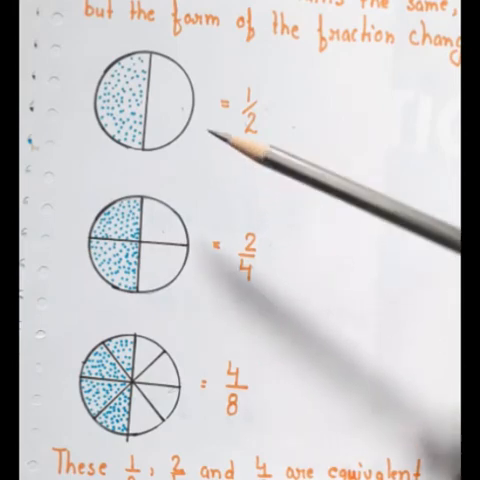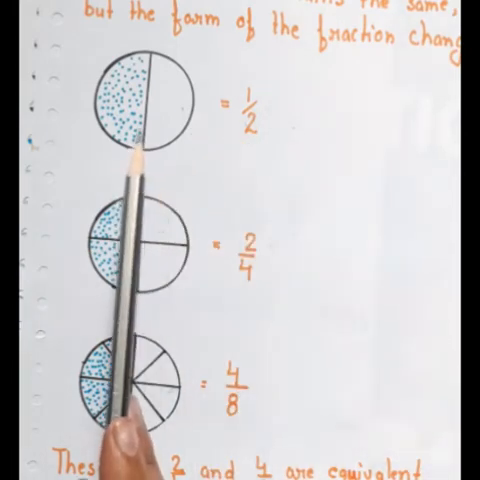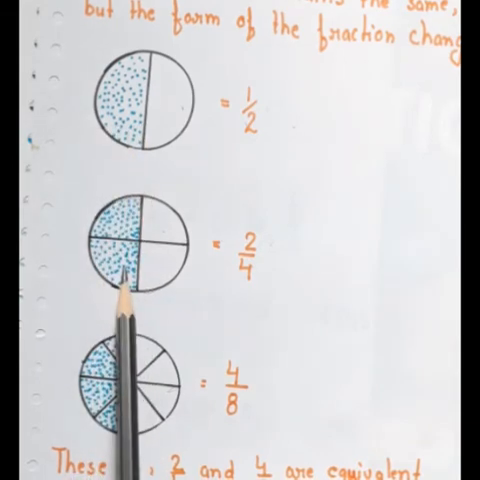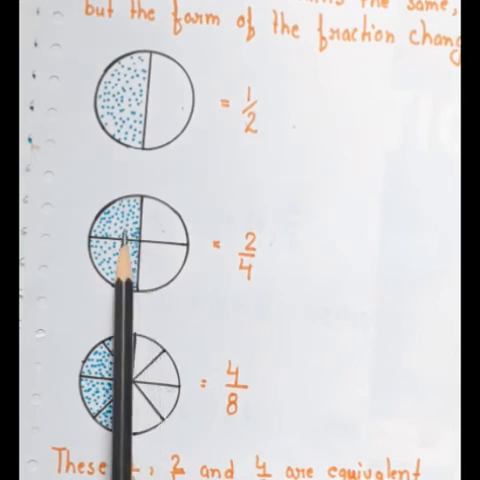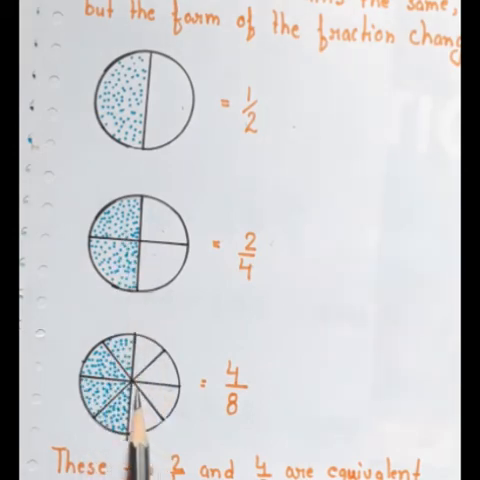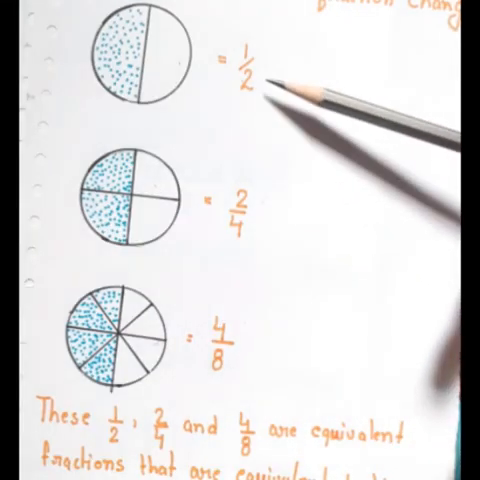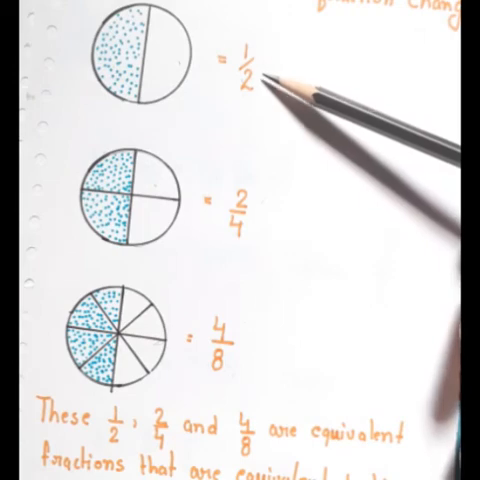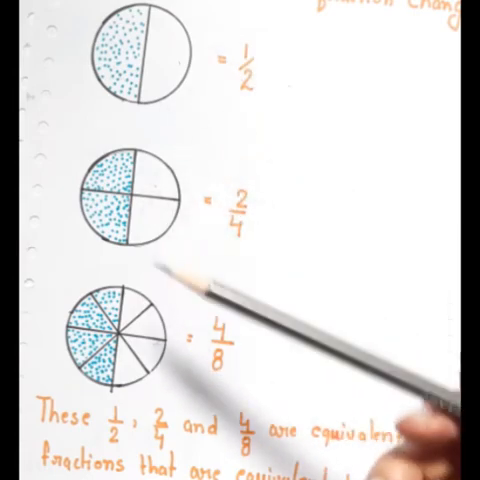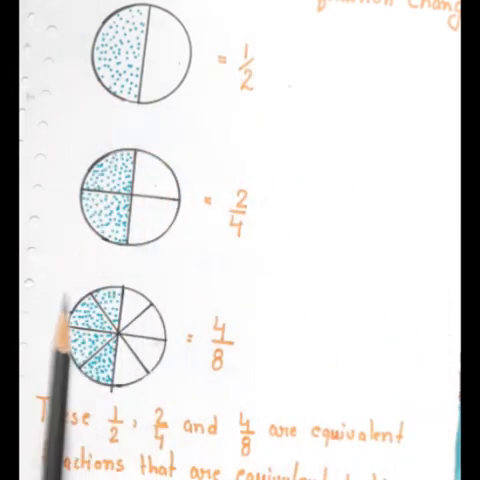Now as you can see, in each of these 3 circles only the half circle is shaded. Come to your first one, only the half circle is shaded. In the second one, though I have divided into 4 equal parts and shaded 2 parts of it, still you can see the half of the circle is shaded. Similarly, with the third one, I have divided into 8 equal parts and I have shaded the 4 parts, but the half of the circle is shaded. So, though the form of the fraction is changing, as you can see here my fraction is 1 by 2, here 2 by 4, here 4 by 8, the value of the fraction doesn't change, only half of the circle is shaded.